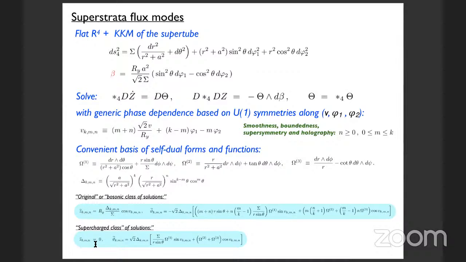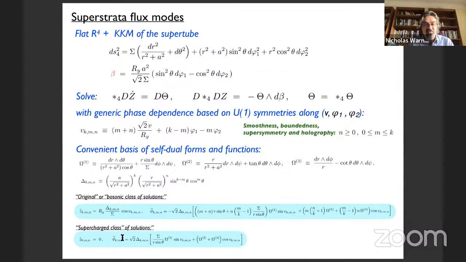And interestingly enough, the supercharged class has no z's. It's purely in the flux, whereas this has some leg in the z's and some leg in the flux. But the claim is that these solve this system of equations, and they're a beautiful, simple class of them. But the thing you can also see immediately from the solution is where these limits come from.